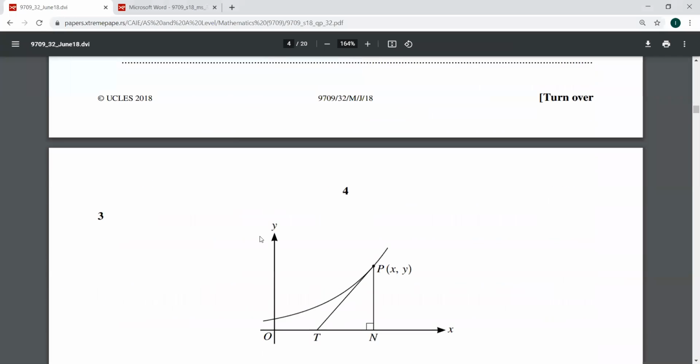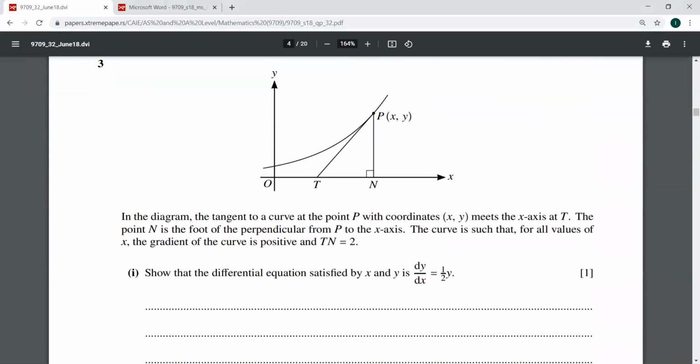Third question. Here is the third question, guys. It says this point is x comma y. You should not hesitate in writing this PN as y. This length of this PN is y, and it says the point N is the foot of the perpendicular. The curve is such that for all values of x, the gradient of the curve is positive. And TN is 2.